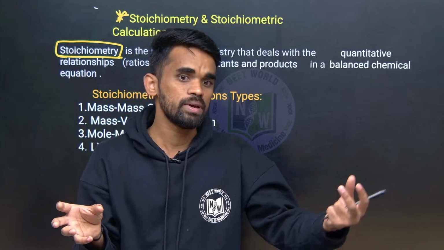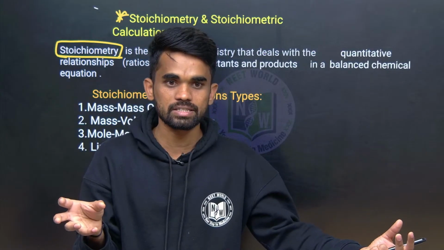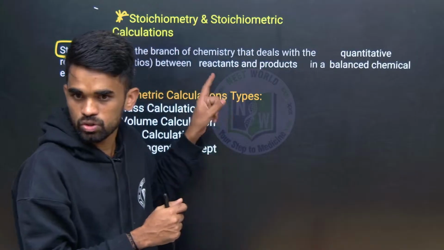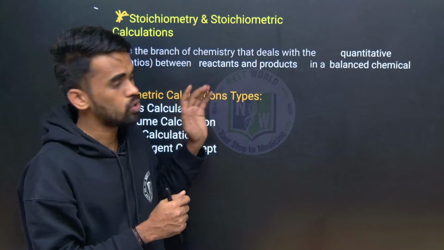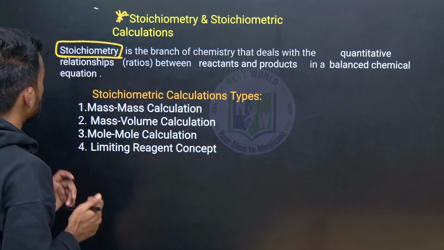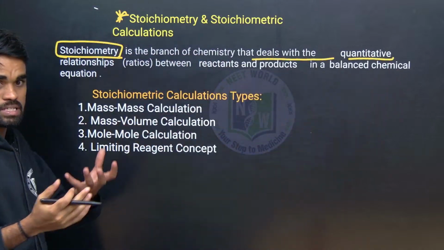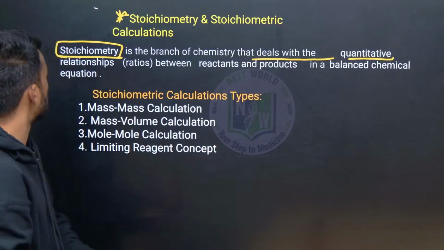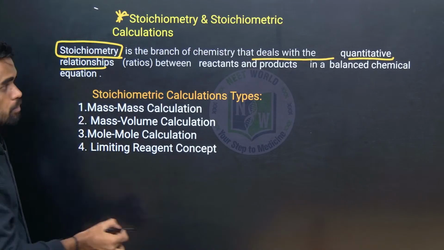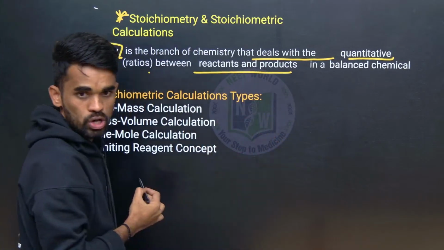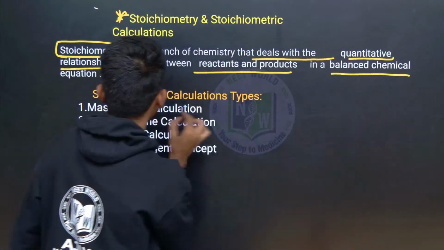Like that. Or how many grams of D is formed during this reaction? These things we will be calculating using stoichiometry. Stoichiometry is a branch of chemistry that deals with the quantitative, meaning how much quantity is formed, the quantitative relations between reactants and products in a balanced chemical reaction.